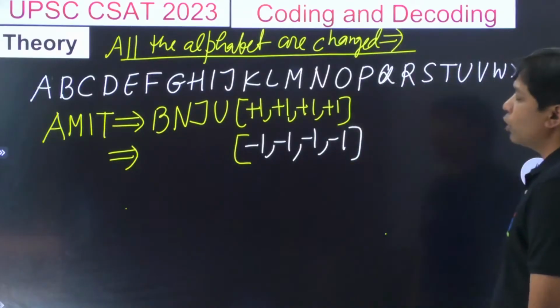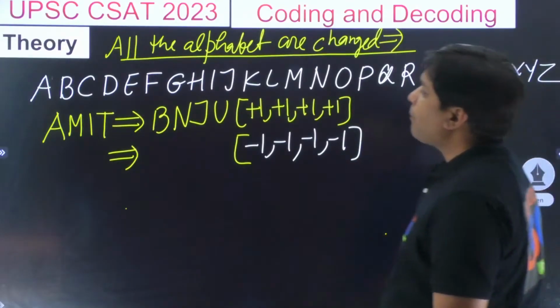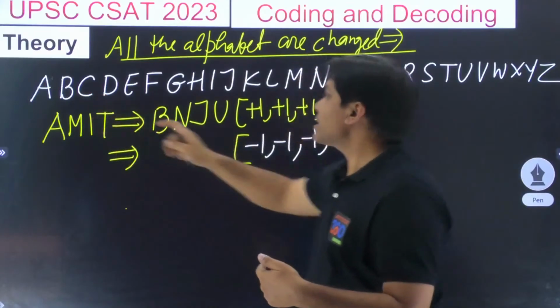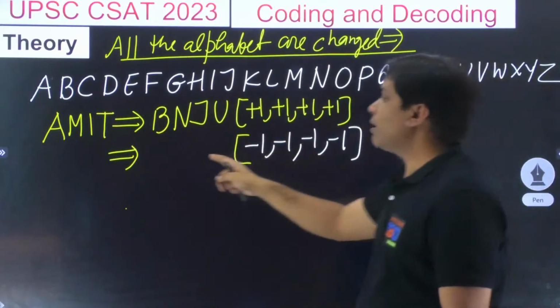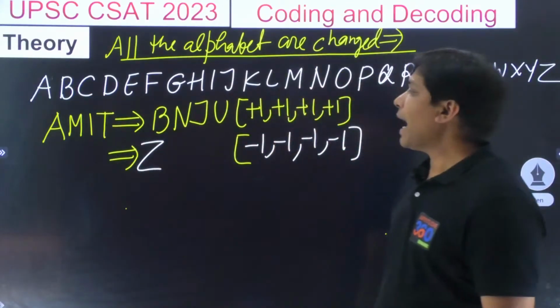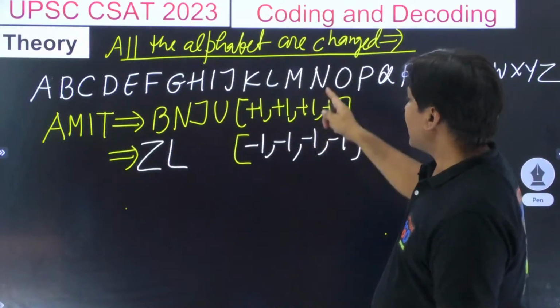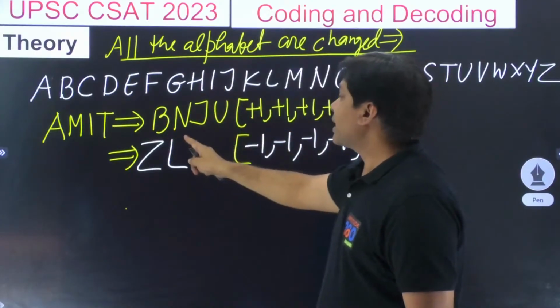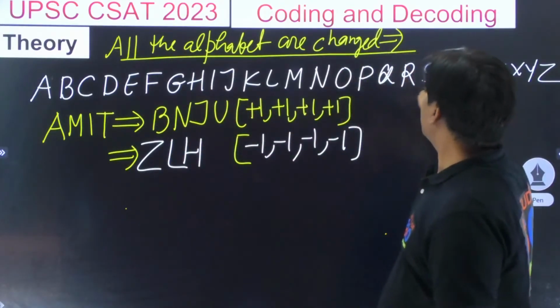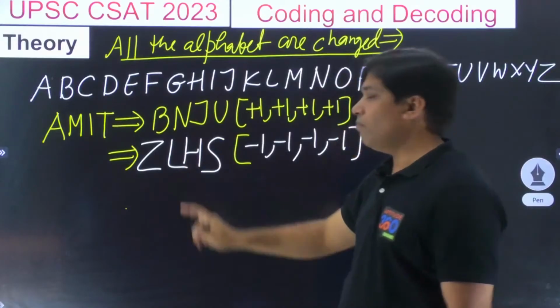So this is gonna be what? If this is Amit, A, if it goes one step in the backward direction, what do you have? You have got Z, and then M will be replaced by L, and then I will be replaced by H, and T will be replaced by S.